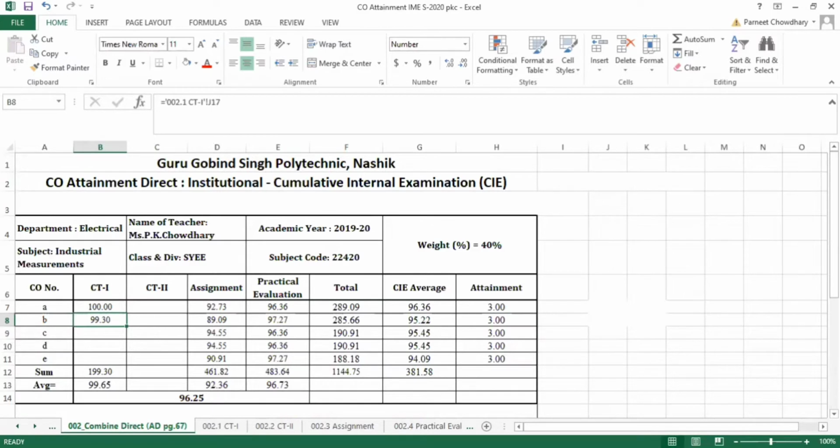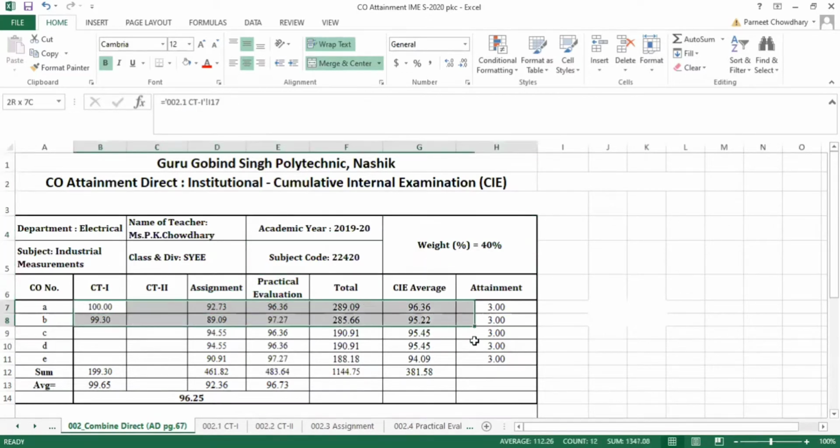Again, this sheet 002, we have named it 002 combined direct. You can find it on your academic diary, page 67. So again here, these values are also coming from the backup sheet. So you don't have to edit any value. Just enter your name of subject, your name, then class and division, then the subject code, and weightage. As we have decided, we'll keep the 40% weightage for institute level marks.